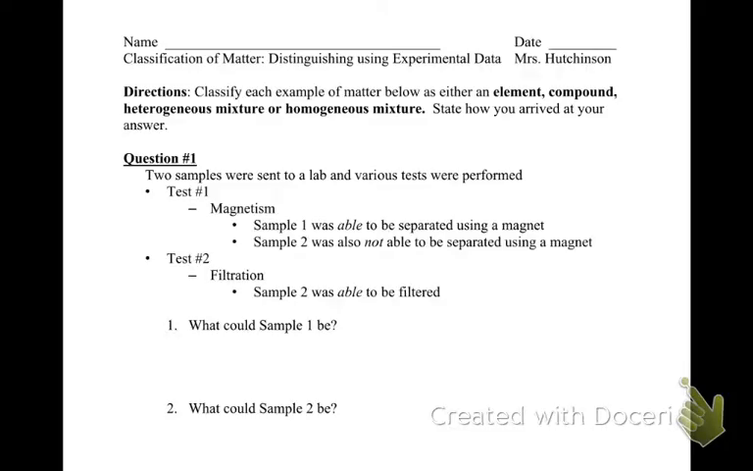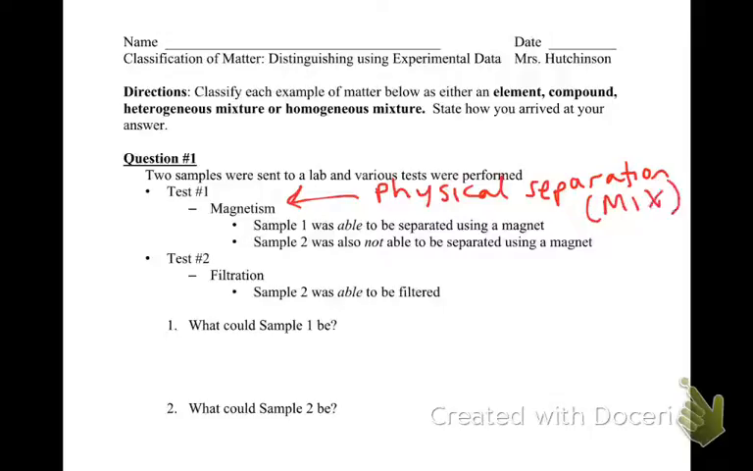So now, classification of matter, distinguishing using experimental data. So what we're going to do is take a look at this particular question, use your notes to help you. So we have two samples, they're sent to a lab and various tests were performed. So the first one would be magnetism. With magnetism, the first thing that we think about is that it is a physical separation. You physically had to do it. So if it's a physical separation, we're talking about mixtures.